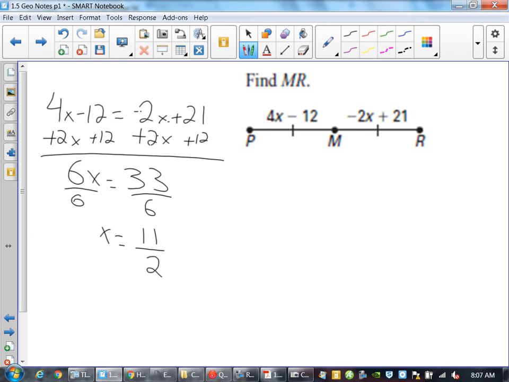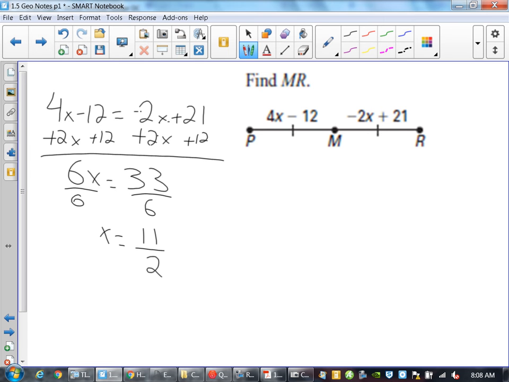Okay, then we plug 5.5 into the x. So 4 times 5.5 is, well, some very easy number to look at here. If you double 5.5, what do you get? 11.